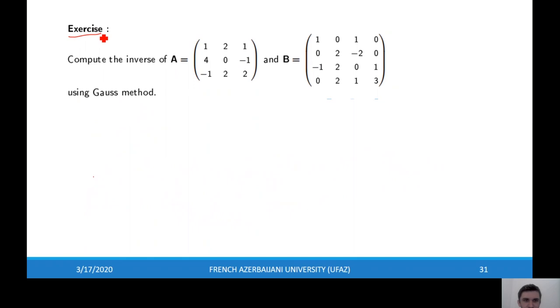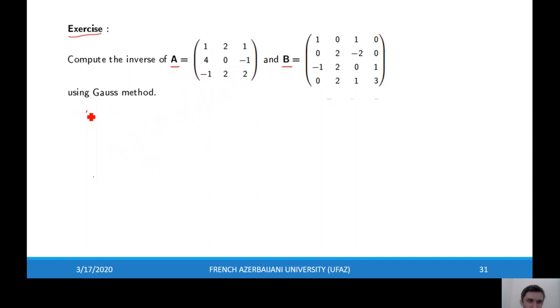Suppose that we have two matrices A and B. Let's find the inverse of these matrices. You know that to find the inverse of A, we apply the elementary operations to this matrix to obtain the identity matrix. And also we apply this procedure to the identity matrix and the result will be the inverse of A. Then I will write this matrix together with the identity matrix.